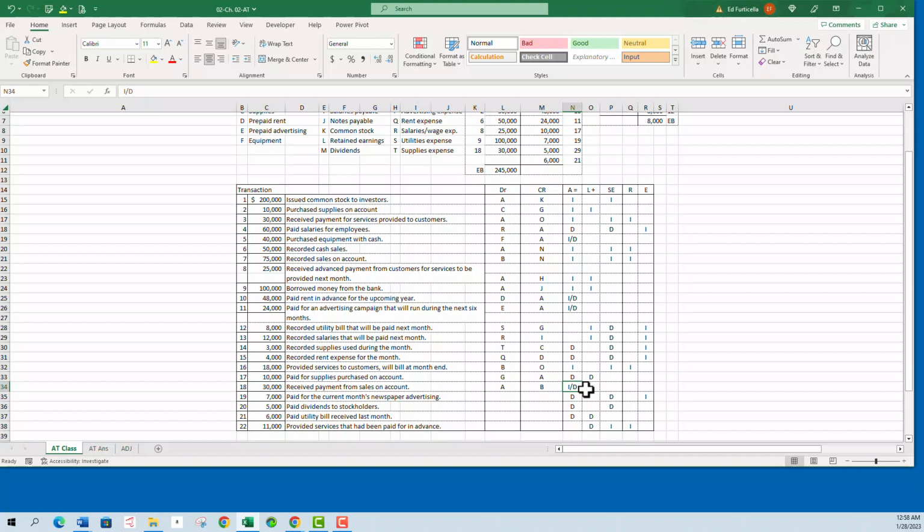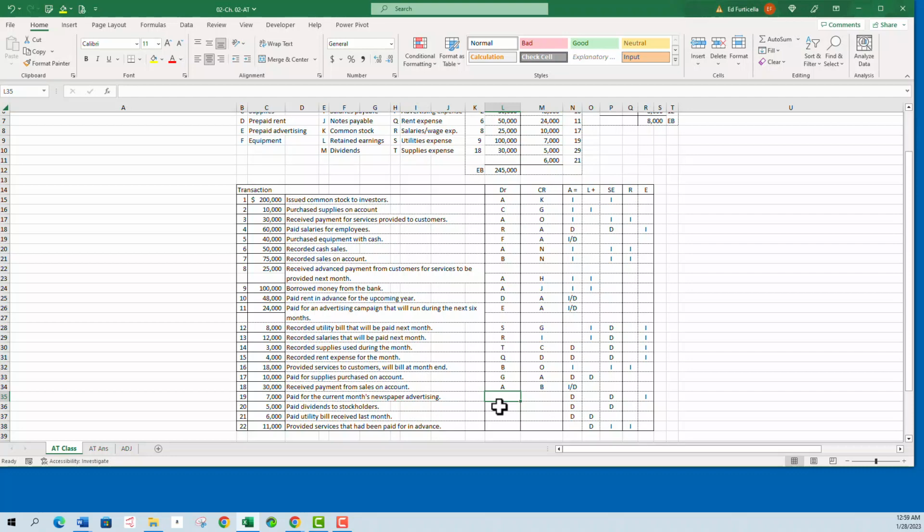Number 19 says that we paid for the current month's newspaper advertising. Two accounts involved here are advertising expense and cash. Advertising expense is increasing. It's the letter P, so we're going to debit P. Cash is an asset decreasing, so we're going to credit A.